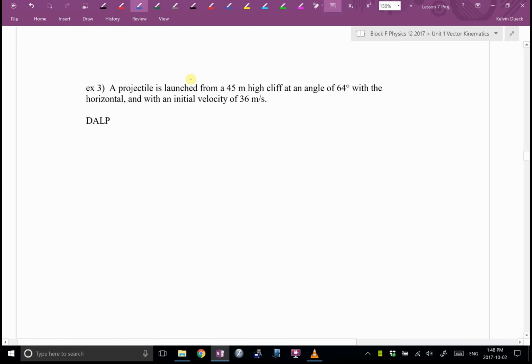Let's put it all together. It says this: the projectile is launched from a 45-meter high cliff at an angle of 64 degrees with the horizontal and an initial velocity of 36 meters per second. If they don't give me a picture, then I'm going to draw one. So here's my picture. Cliff.